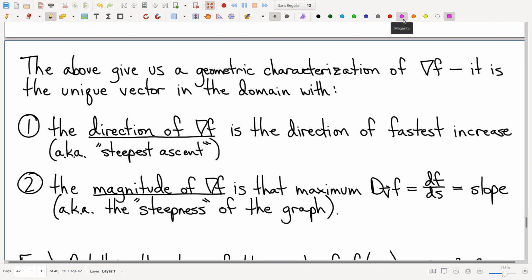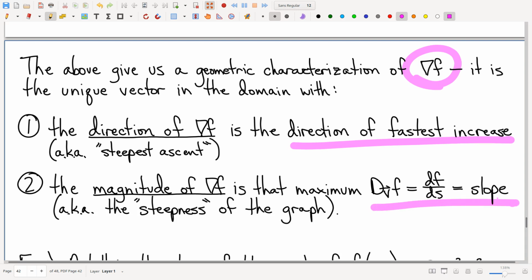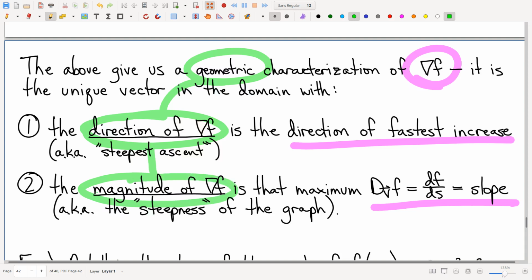So the gradient is telling you the direction of fastest increase and the rate of change, aka slope, however you want to call it, in that direction. Fine, cool, but notice what this is alternatively telling you is it's describing the gradient by way of the gradient's geometric characteristics. We've previously understood gradient by its coordinates, its components. Gradient's made up of partial derivatives.